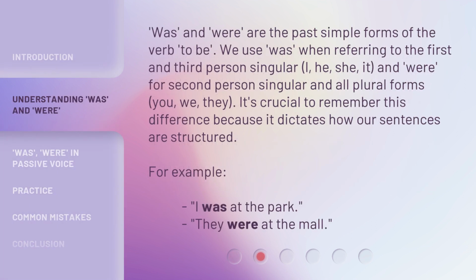Was and were are the past simple forms of the verb to be. We use was when referring to the first and third person singular: I, he, she, it, and were for second person singular and all plural forms: you, we, they. It's crucial to remember this difference because it dictates how our sentences are structured. For example, I was at the park. They were at the mall.